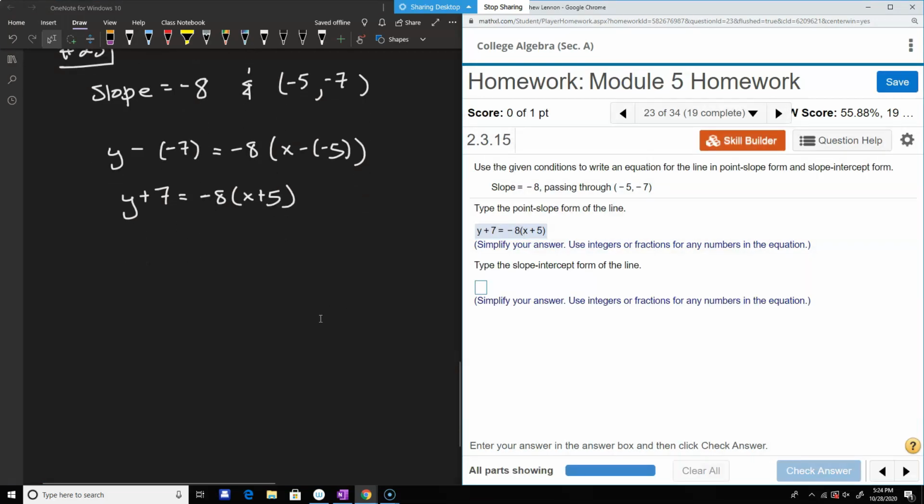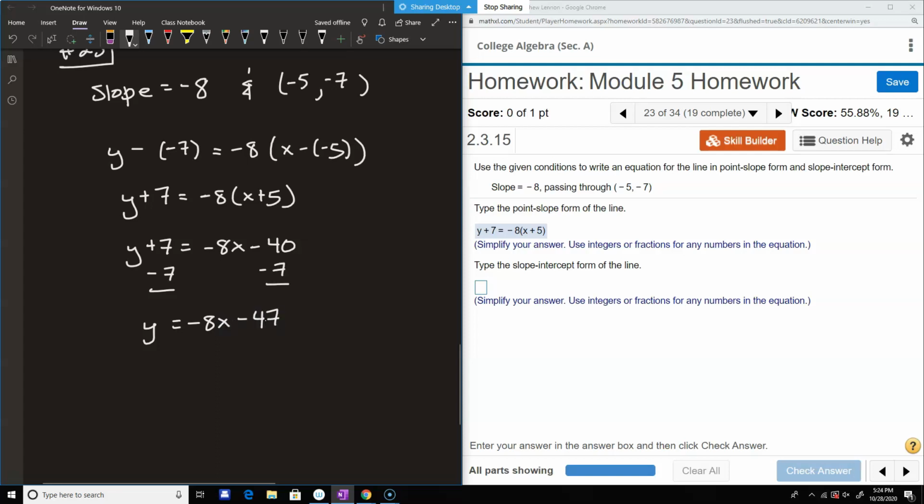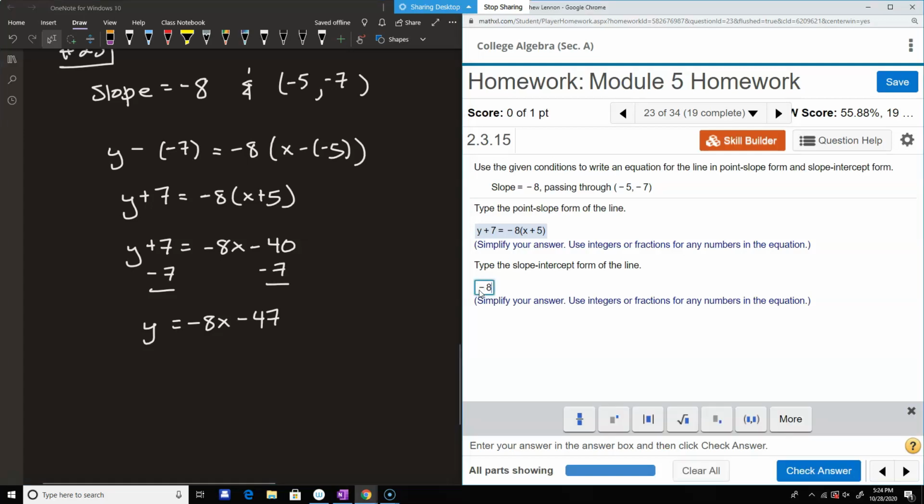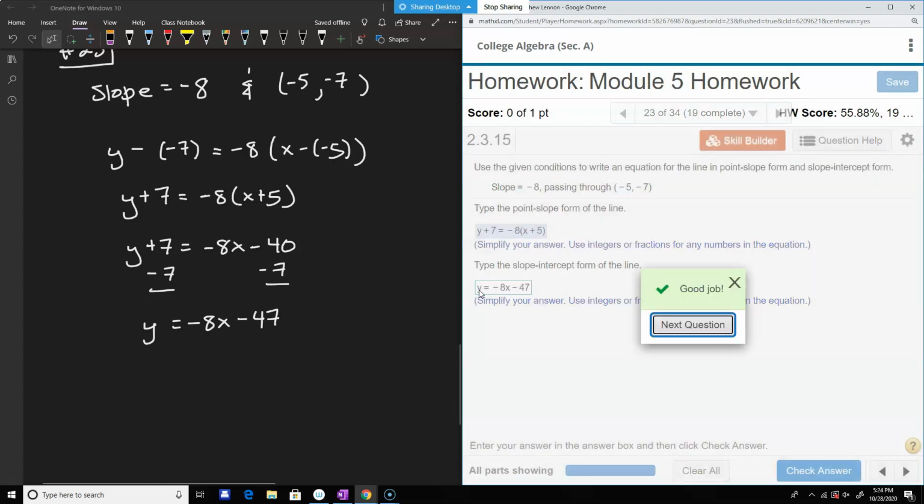Okay, now the slope-intercept form, again, just multiply the negative 8 through and then subtract 7. And we're going to be all done. So we get minus 8x minus 40, and then we subtract 7. So we get y equals minus 8x minus 47. That should be the answer. Right.